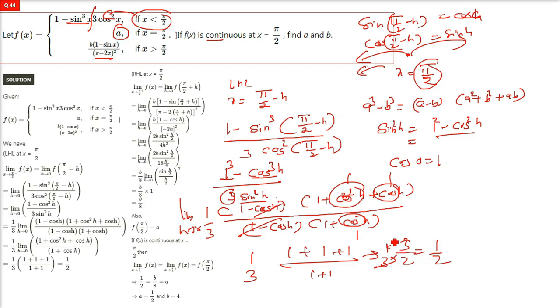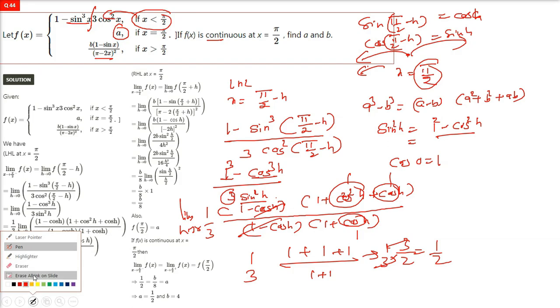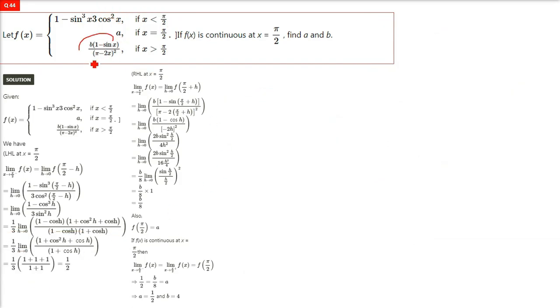Now this half is the left hand limit. Please remember it because we are going to use it; it is actually equal to a. So directly from here you can say a is 1 by 2, because we are going to equate this with f of pi by 2, and f of pi by 2 is given as a in this question. And the left hand limit is half.